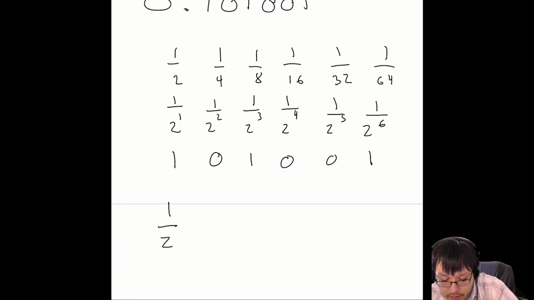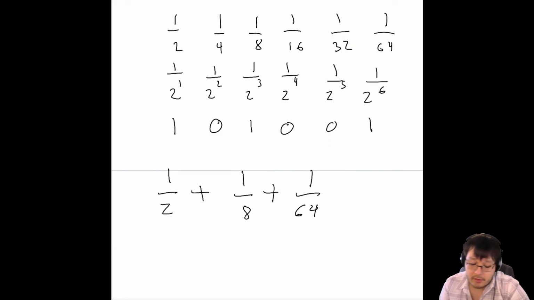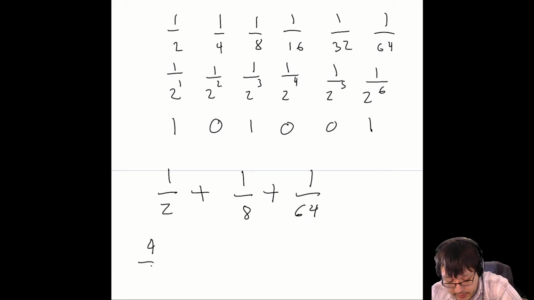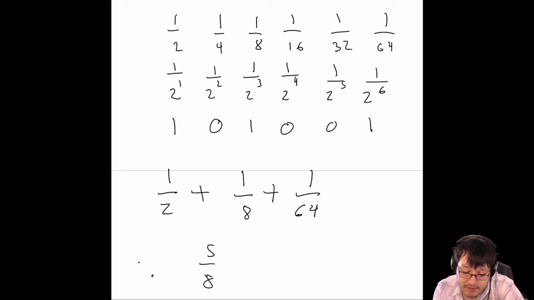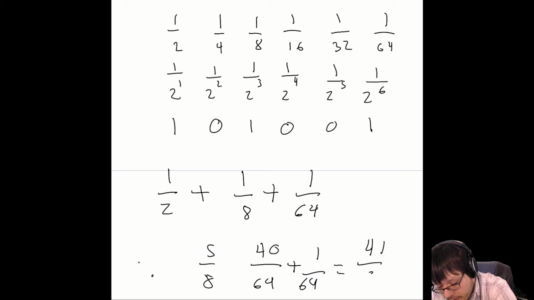So this becomes 1/2 plus 1/8 plus 1/64. And so what is that equal to? Well, 1/2 is equal to 4/8. So 4/8 plus 1/8 is 5/8. And then what is that in 64ths? Multiply times 8. So 5 times 8 is 40. So 40 64ths plus 1/64 is 41 64ths.